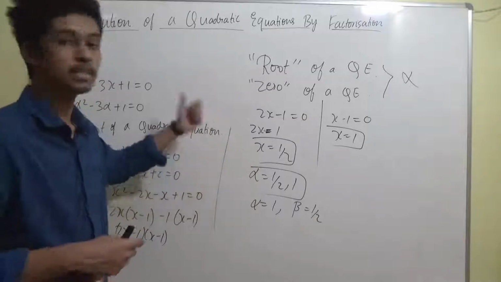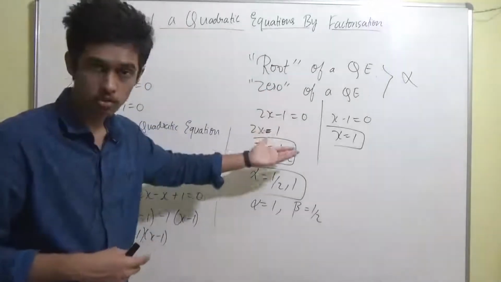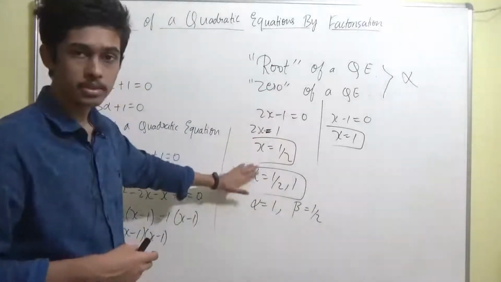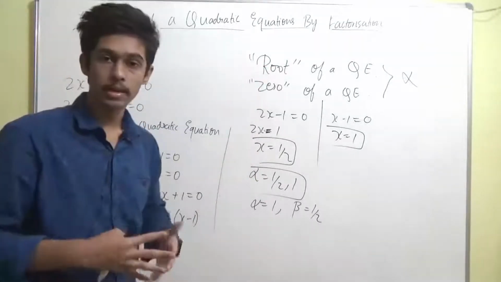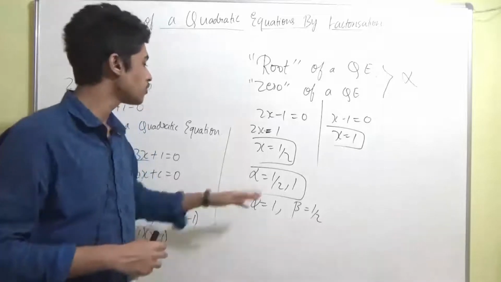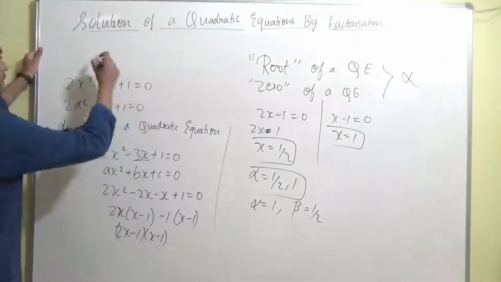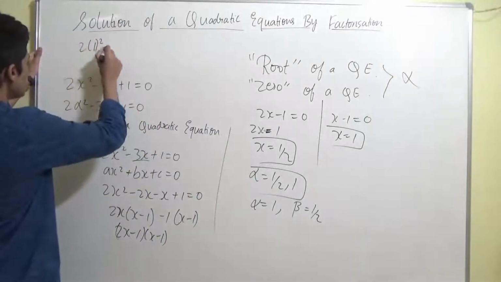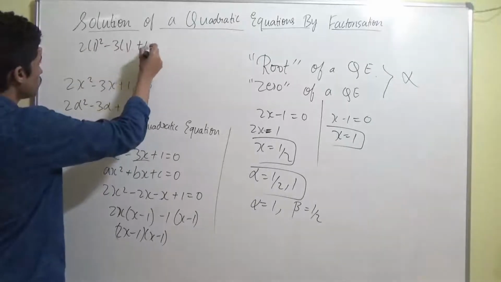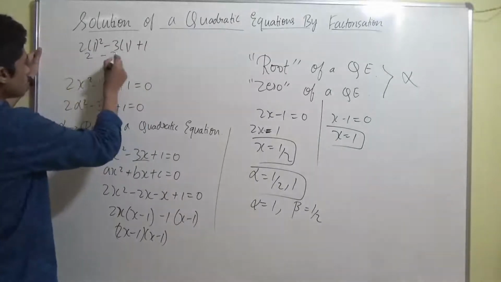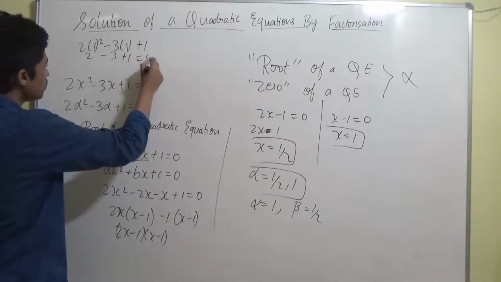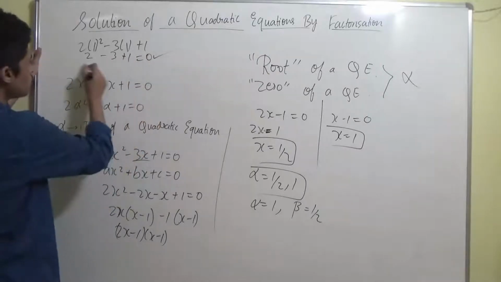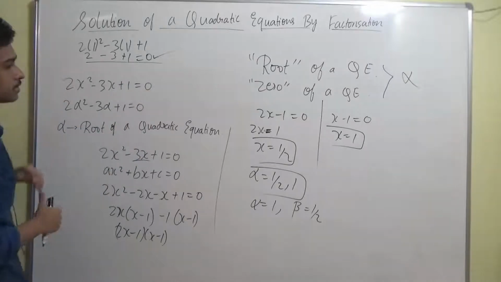If you put this in the equation, you get 0, so it's called a zero of the quadratic equation. Since you get 0 on putting these values back, it's also called a root of the quadratic equation. As simple as that, guys. If you want, you can put the value and see. For example, I put 1 here: 2 into 1 square minus 3 into 1 plus 1. So this becomes 2 minus 3 plus 1. 2 plus 1 is 3, 3 minus 3 is 0. See, you're getting 0, so 1 is a root of the equation.